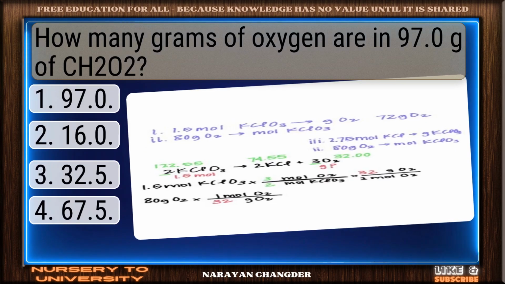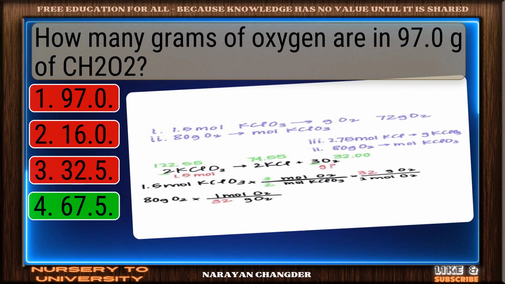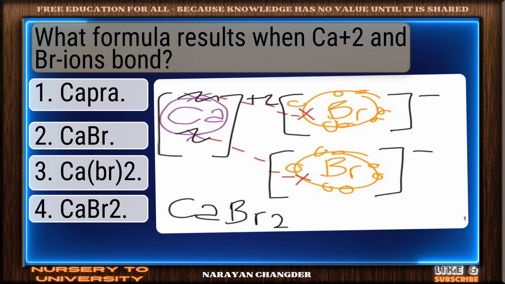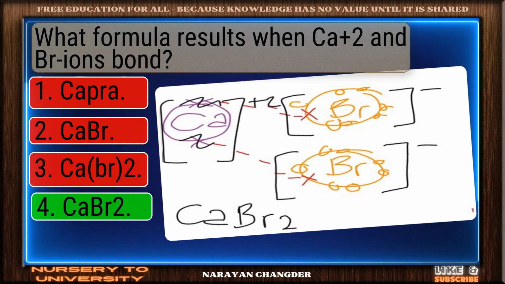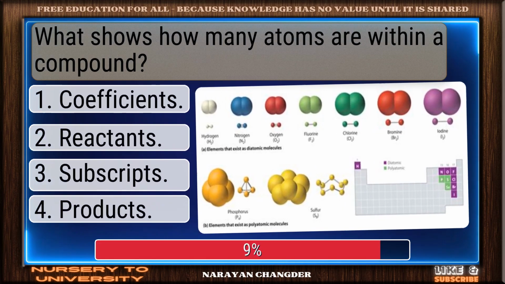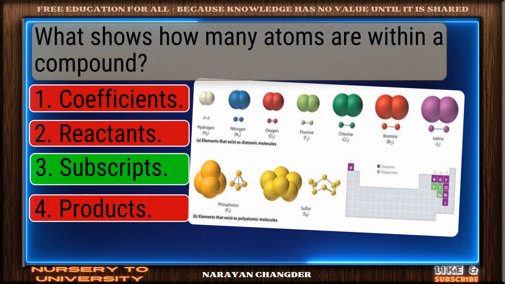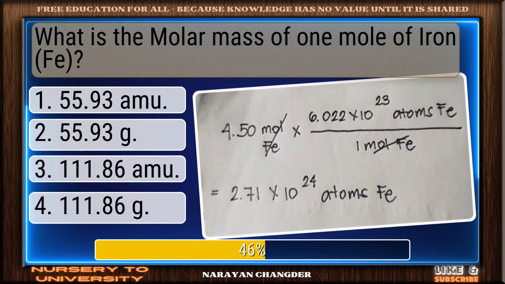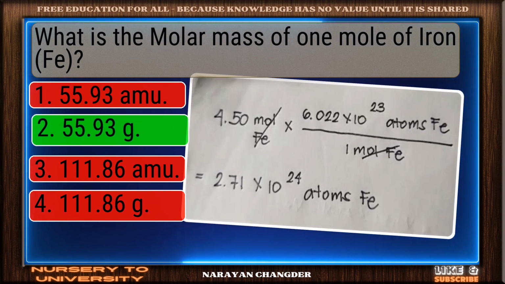How many grams of oxygen are in 97.0 g of H2O? Sharp thinking. 67.5 is the right choice. What formula results when Ca+2 and Br- ions bond? You chose CaBr2 and it is correct. What shows how many atoms are within a compound? Nicely done. Subscripts is a solid answer. What is the molar mass of 1 mole of iron? Well picked. 55.93 g is the correct answer.